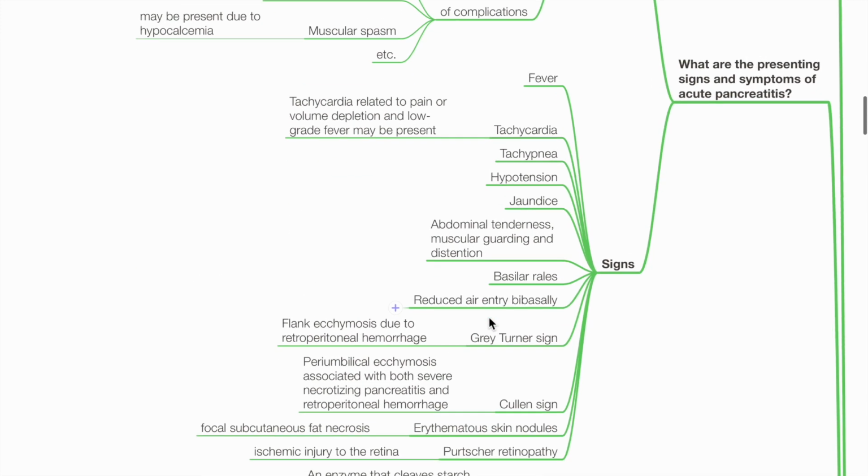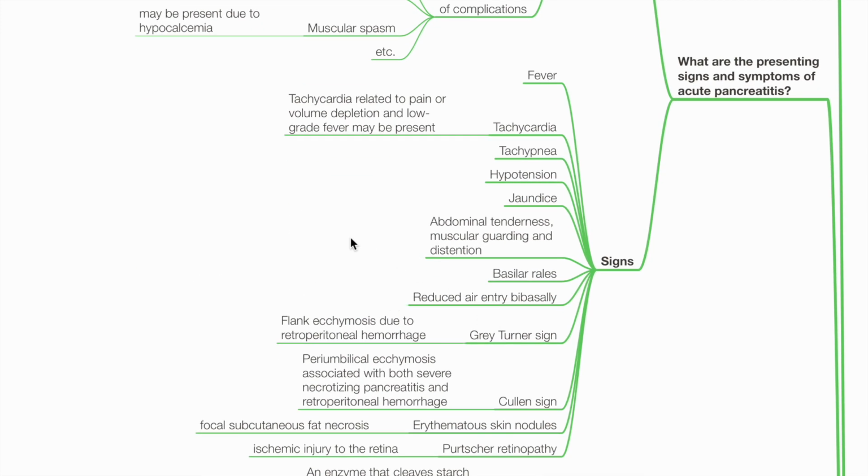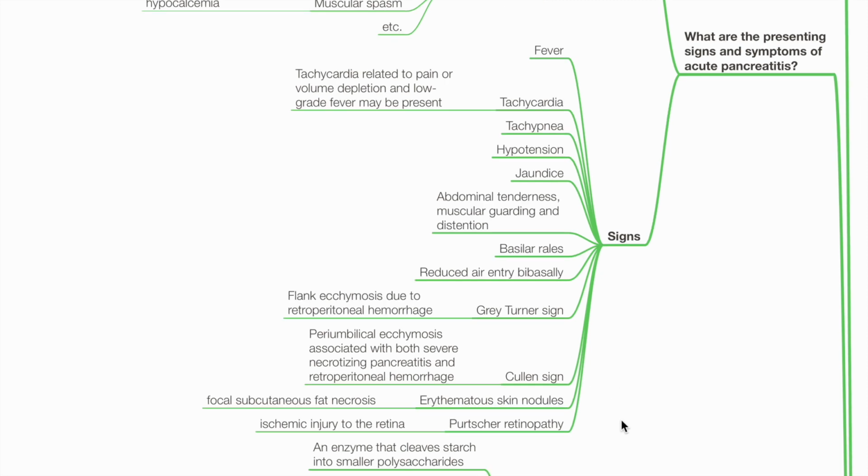Signs include fever, tachycardia, tachypnea, hypotension, jaundice, abdominal tenderness, muscle guarding and distension, bibasal lung rales and reduced air entry, Grey Turner sign, Cullen sign, erythematous skin nodules, and Purtscher retinopathy.